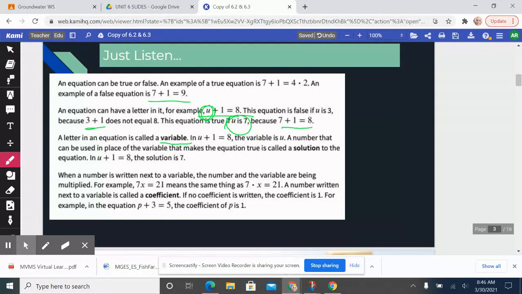The other thing that is important to know is this word here, coefficient. The coefficient is the number that is next to the variable, meaning right here, all right? So 7x. Now, 7x is the same thing as writing 7 times x, right?